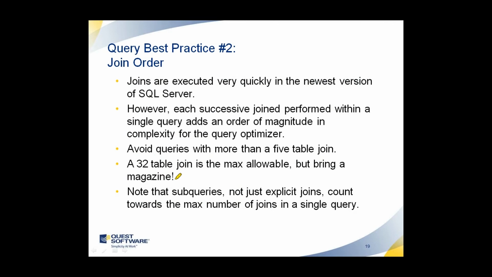SQL Server 2005 doesn't have an issue with the order that you put joins in. However, every additional join that you add into a SQL Server query adds another layer of complexity. It gets more and more complex. So although you are able to join up to 32 tables, and sometimes SQL Server will try to resolve a subquery as a join, then that's going to count towards the total number of joins that SQL Server can do.